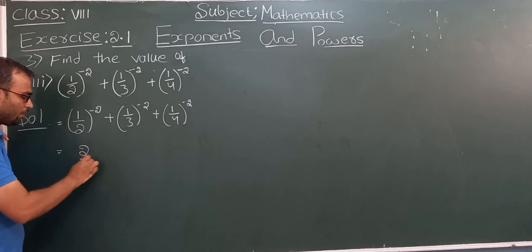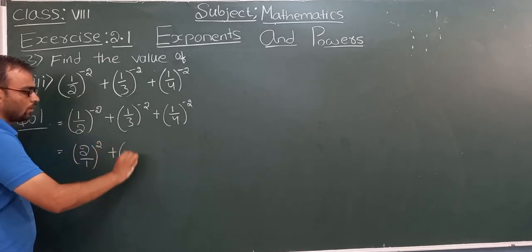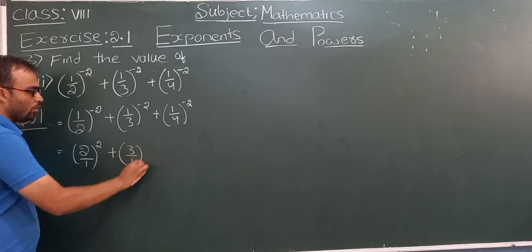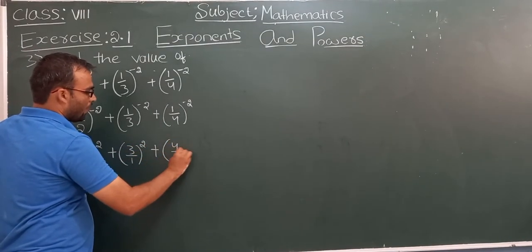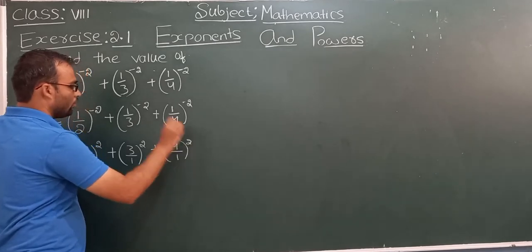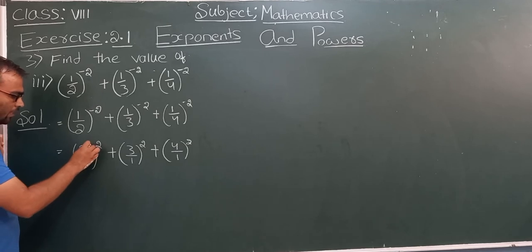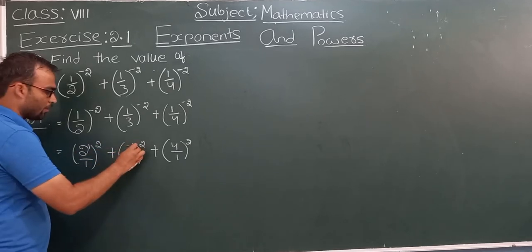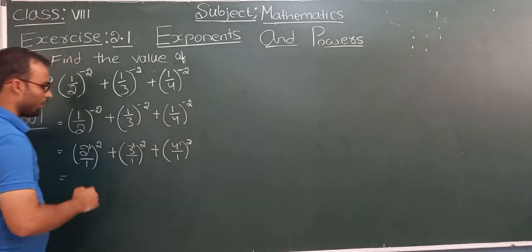So it is nothing but (2/1)^2 + (3/1)^2 + (4/1)^2. See this, here nothing is there, always 1 will be there.